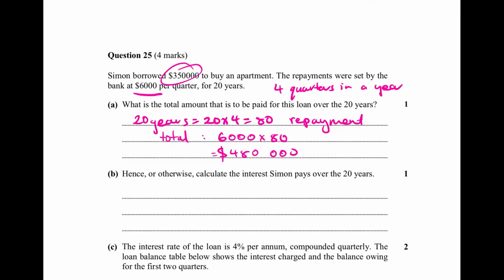And in part B, it's asking, calculate the interest, which is obviously going to be the difference. Okay, so your interest is going to be $480,000 minus $350,000, which is $130,000.